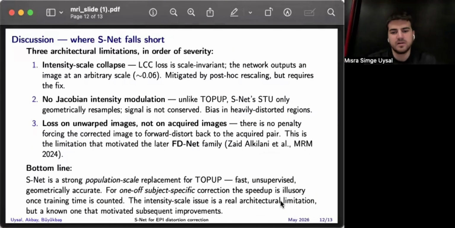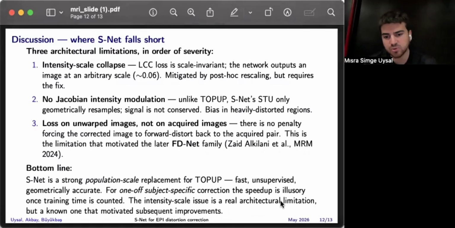To conclude, SNet has 3 limitations. First, the LCC loss causes intensity scale ambiguity. The geometry can be corrected while the output intensity scale is wrong, so post-hoc intensity matching is needed. Second, unlike TOPUP, SNet doesn't include Jacobian intensity modulation, so signal conservation in compressed or stretched regions is not explicitly enforced. Third, the loss compares the two unwarped images to each other, but it does not require the corrected image to forward-distort back to the actually acquired AP data. This is the key limitation addressed by FDNet.